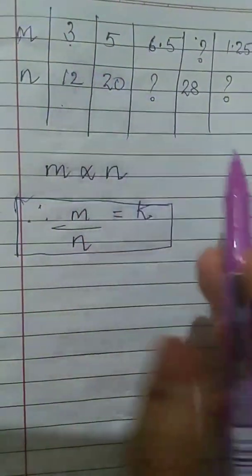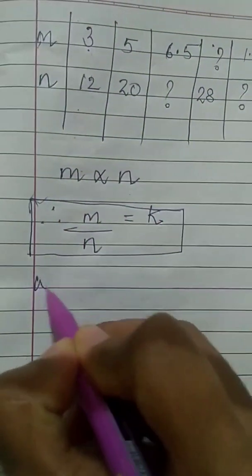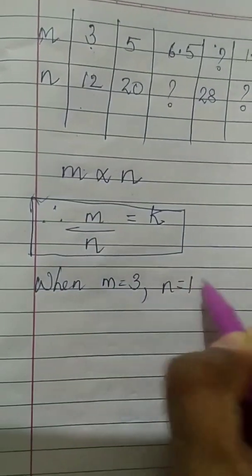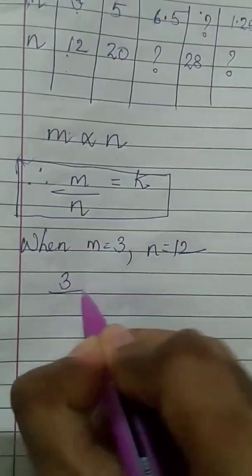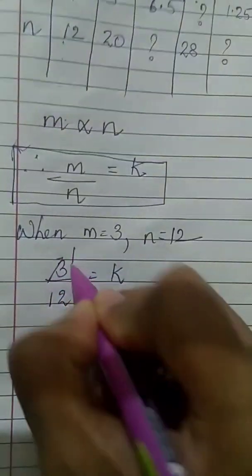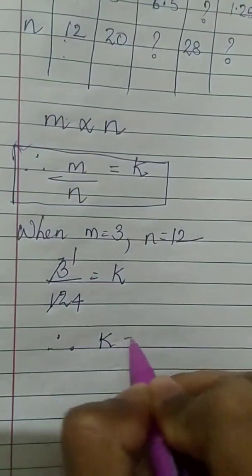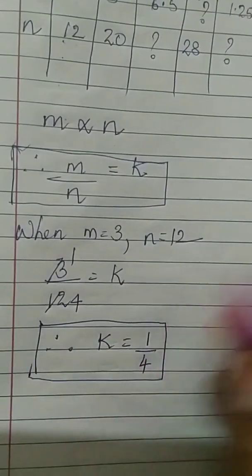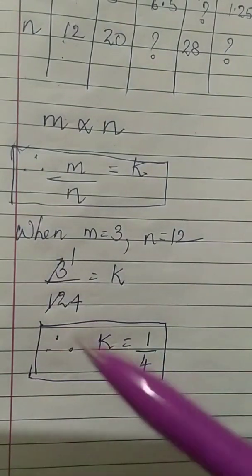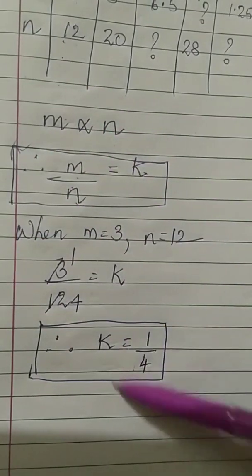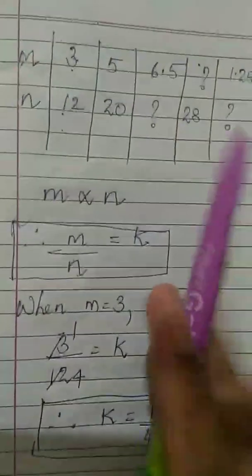I will take the first given numbers. So I'll write when m is equal to 3, what is n? n is equal to 12. When m is 3, n is 12. Now divide 3 by 12 is equal to k. So therefore, 3 ones are 3, 3 fours are 12. So you got k is equal to 1 upon 4. The most important part is that we got the constant. Now every time for any values of m or n, the constant will remain the same, 1 upon 4. So one by one we will find the values.